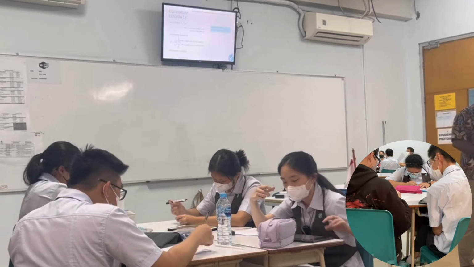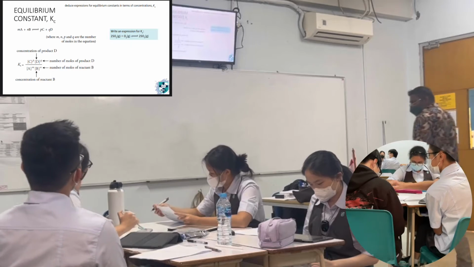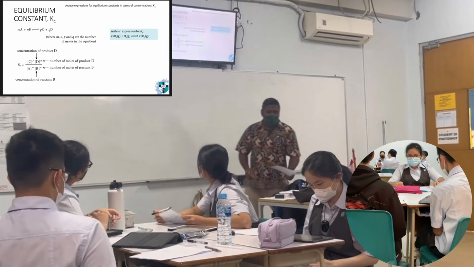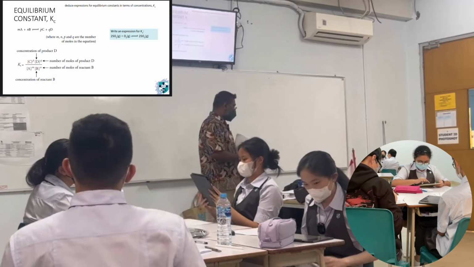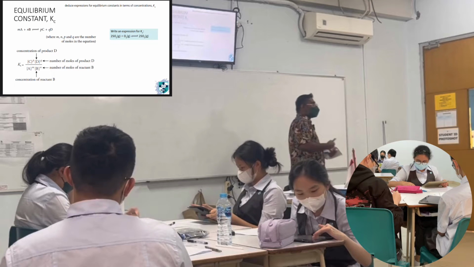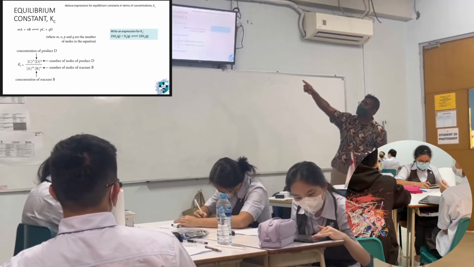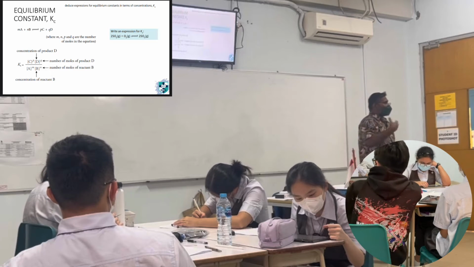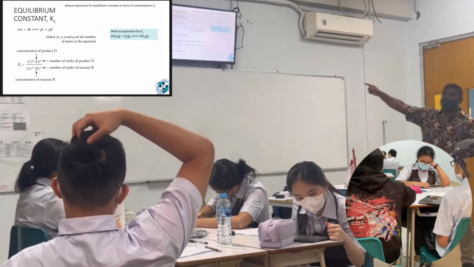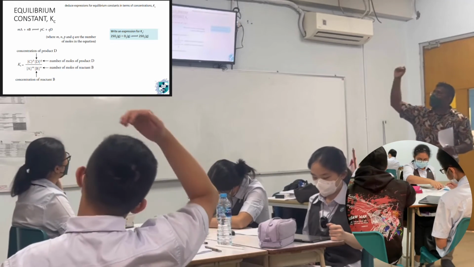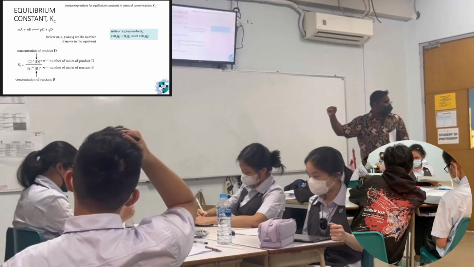Okay, guys, we need to continue. So please look over here. Now this is new. Please take note. Now we are going to look into the equilibrium constant. What is the equilibrium constant? When we are writing the expression for the equilibrium constant, the expression is always product divided by reactant. Please remember that.